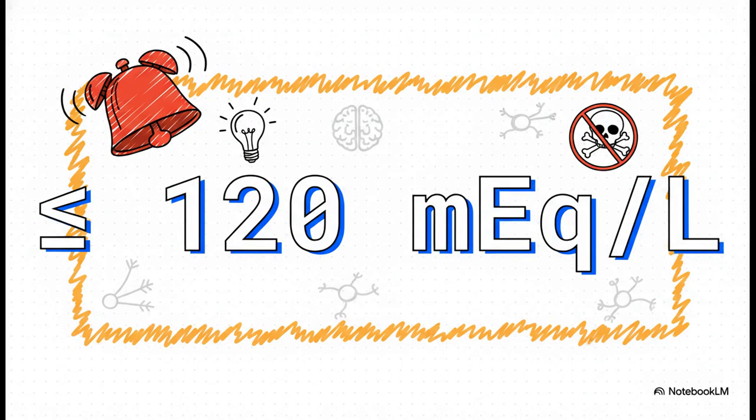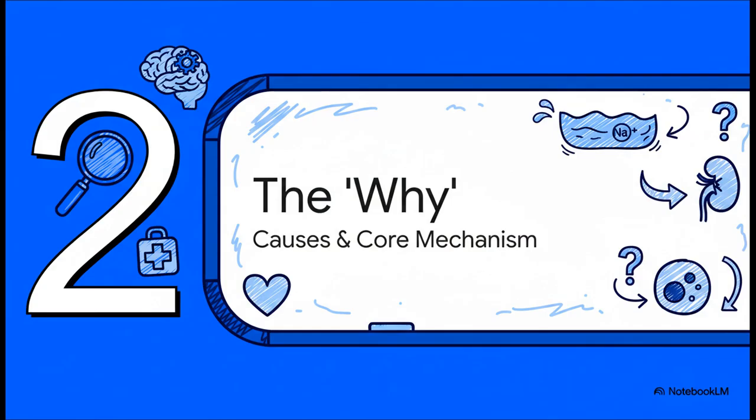I want you to pay very close attention to this number, 120. When a patient's sodium gets this low, or even lower, we are in a full-blown emergency. This is the line in the sand for severe hyponatremia, and it's where we start seeing those really scary, life-threatening neurological symptoms. This isn't just a lab value anymore. It's a 5-alarm fire. Knowing the what is great, but the NCLEX is all about testing if you understand the why. You have to figure out the root cause of the problem, because that is what's going to dictate your entire nursing plan of care.